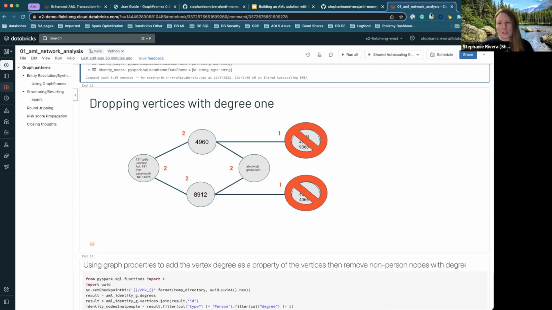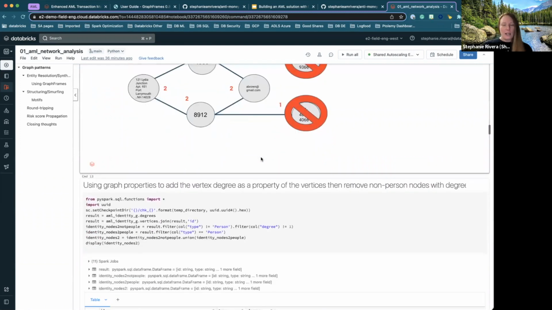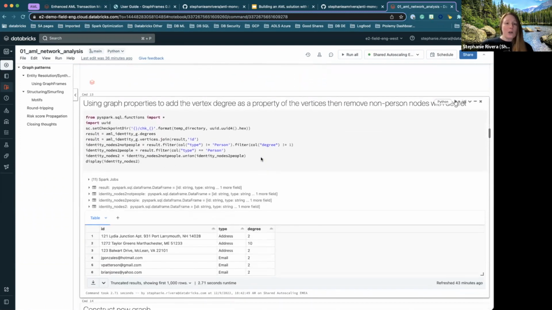Exactly. They're not suspicious, and it adds noise. Exactly. And they are a specific phone number. They're only connected to a single individual. They're not being shared. Exactly. Awesome. Thank you. Appreciate it. Great. So let's go ahead and drop those.